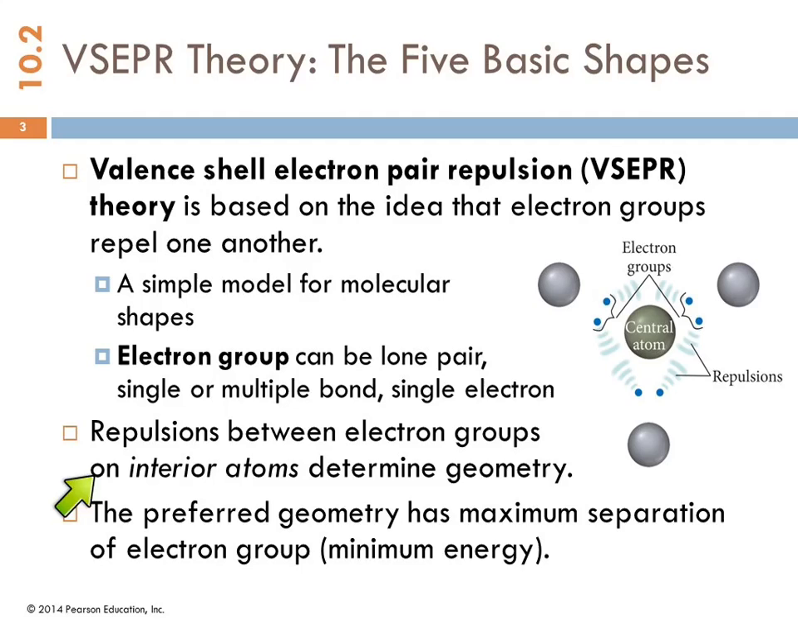And it's the interior atoms that we care about. In this example here, here's the central atom, and it's got 3 atoms bonded to it. It's the repulsion between the electron groups around that central atom that affects where the terminal atoms end up. The preferred geometry has a maximum separation of electron groups. Electrons are negatively charged, so they're going to try to get away from each other, and you're going to be at a minimum energy, a more stable situation, when you've maximized the distance between these groups.